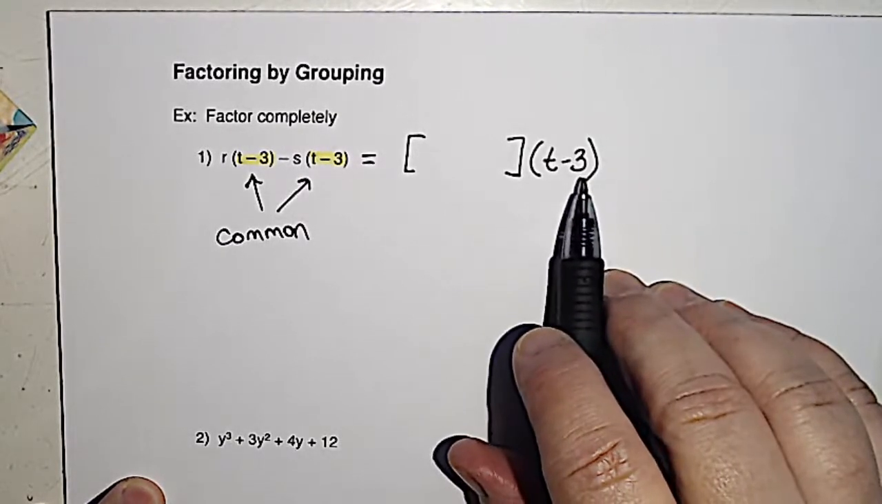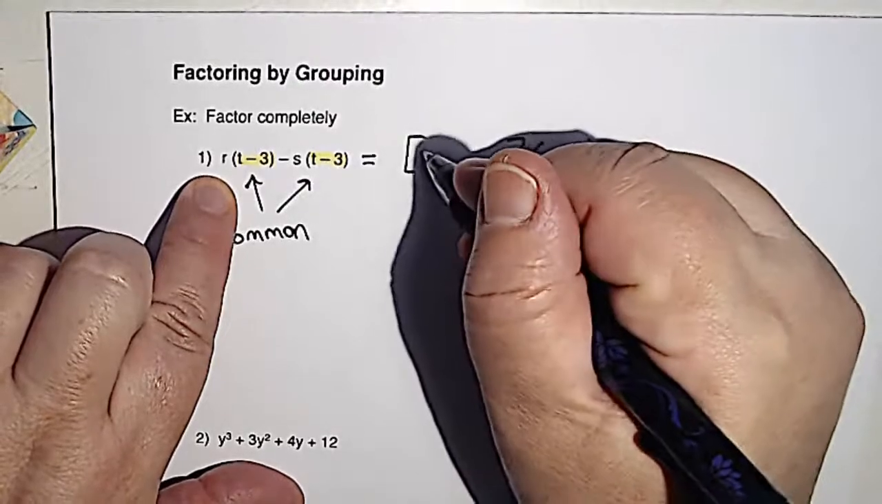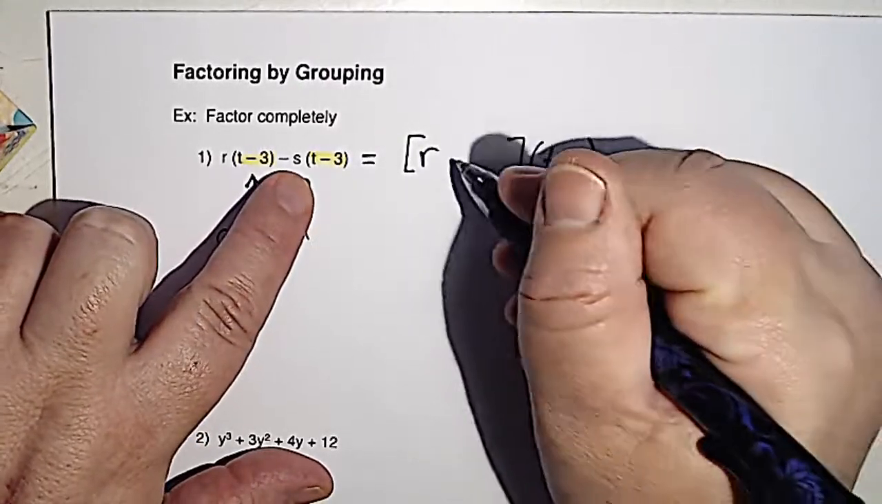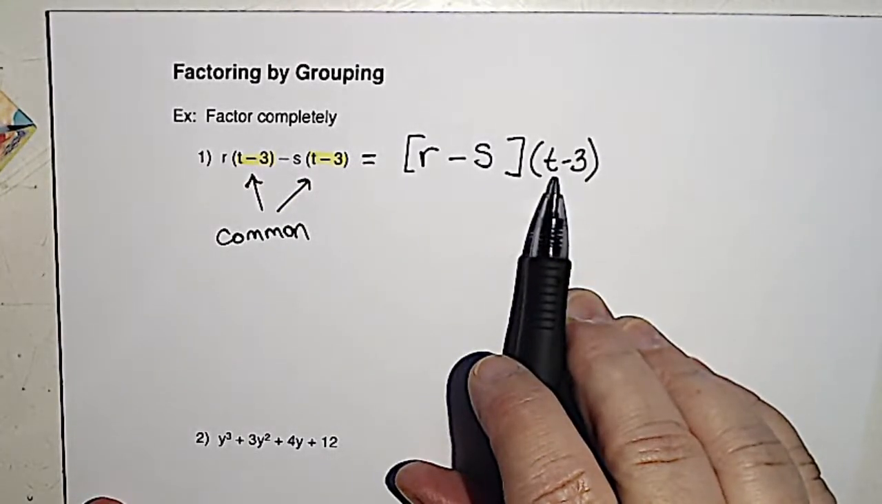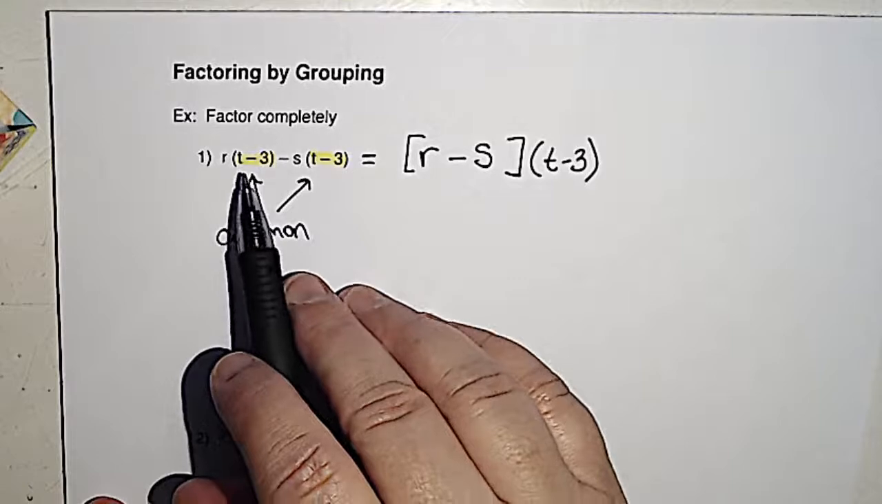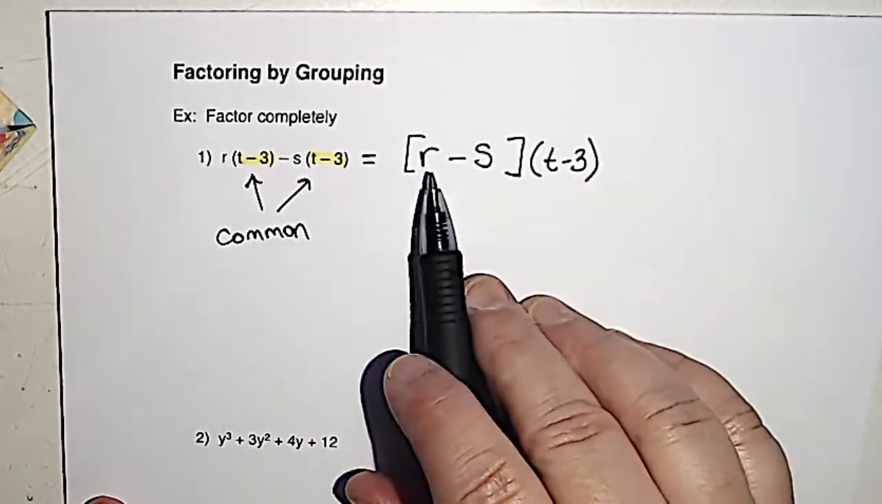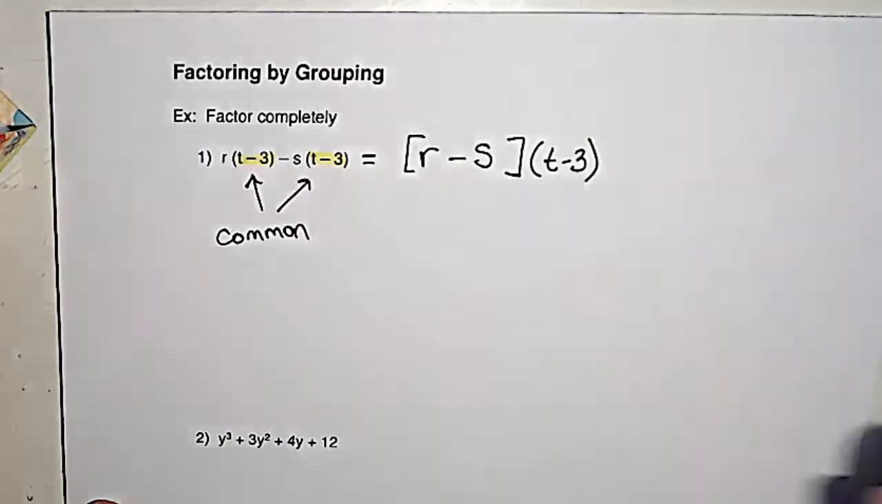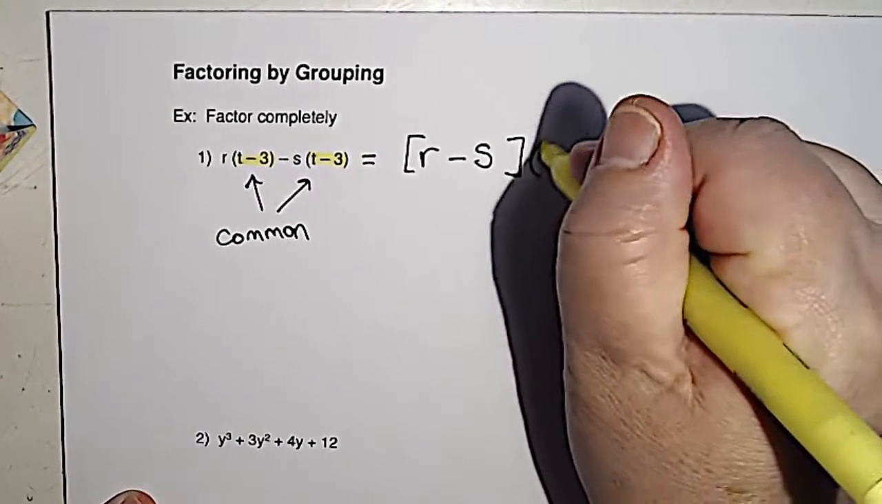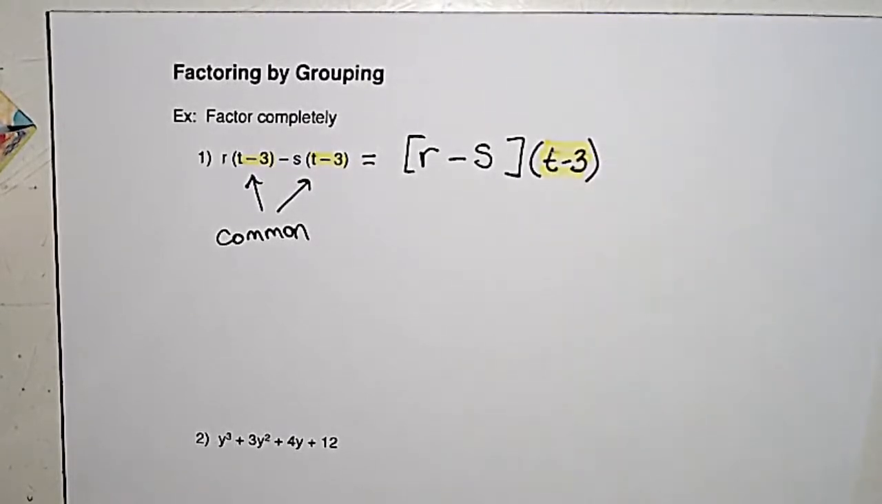So the t minus 3 comes out. Now, in the first one, I had an r. And in the second one, I had a minus s. So here's t minus 3, and it had been r times (t minus 3), there's the r, minus s times (t minus 3). There's the minus s. There's the t minus 3. So this is just another way of factoring. I'm factoring out a common binomial. Okay, shall we try a couple?